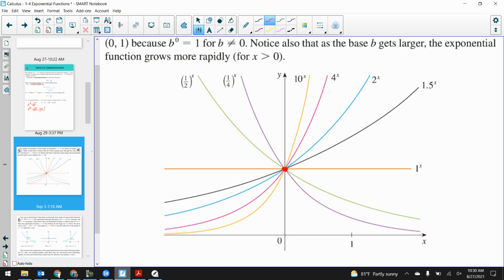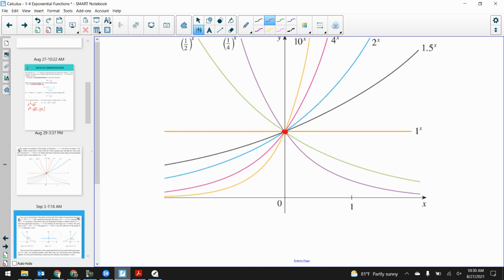And now, as soon as I make my base bigger and bigger and bigger, that growth keeps getting steeper and steeper and steeper, which is something we should expect, right? 2 to the x is not going to have the same fast growth as 10 to the x.